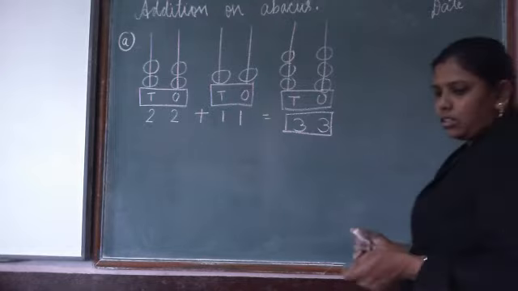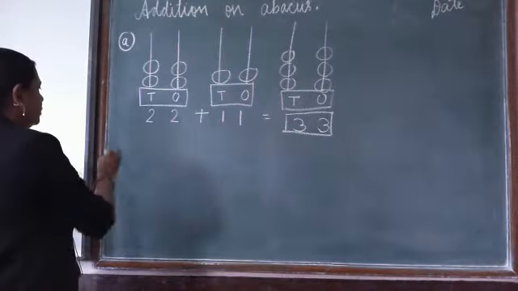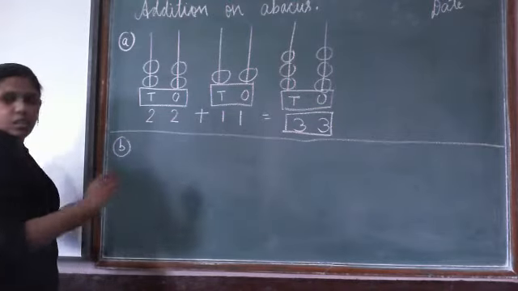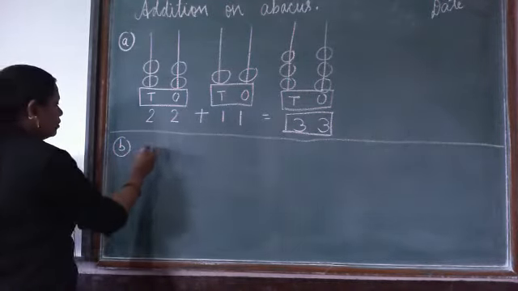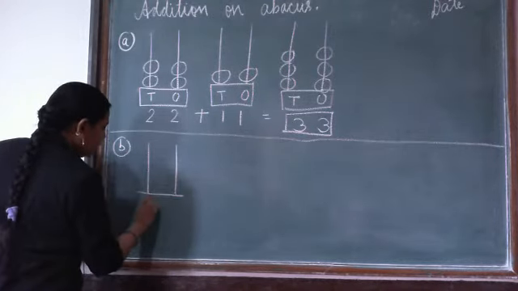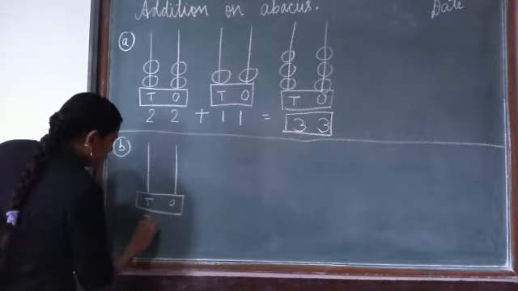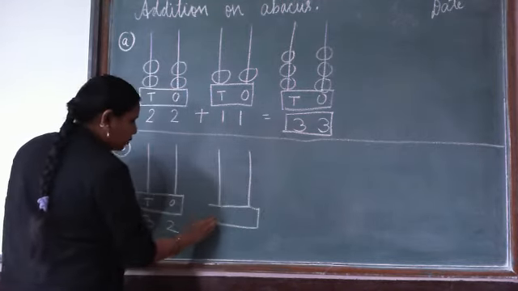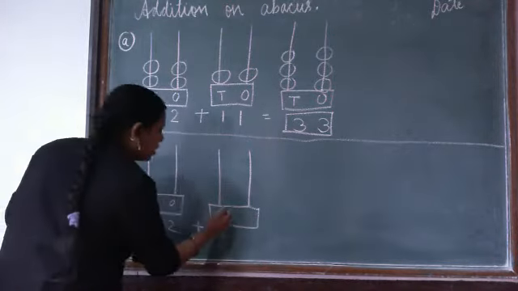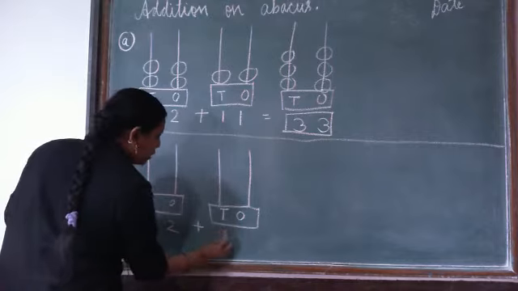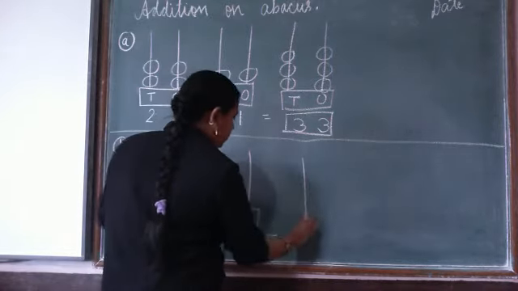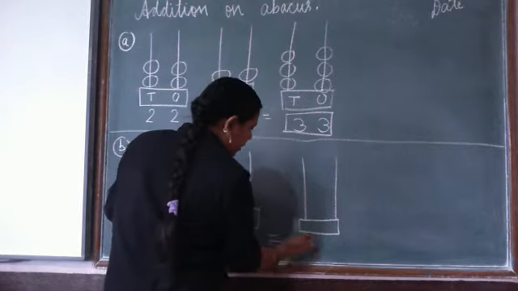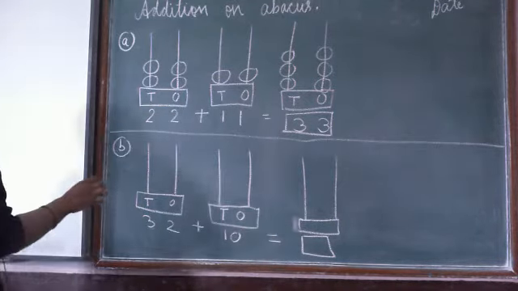I hope all of you have done. Now the second question, B. Leave one box and write B. B. The question is 32, T and O. 32 plus, draw with me, 32 plus 10 is equals to, and here you will get the answer. What is the answer? You will get it.